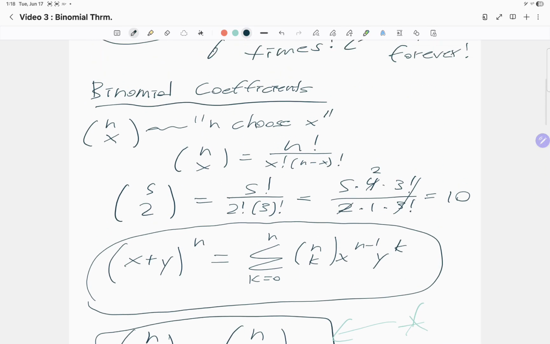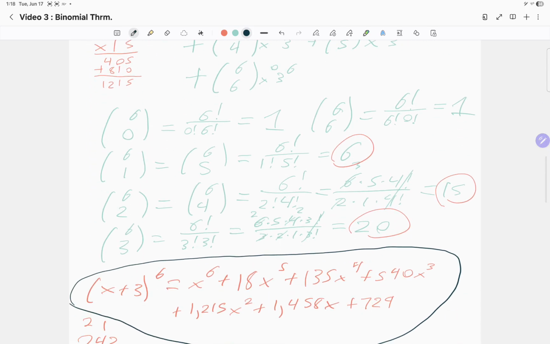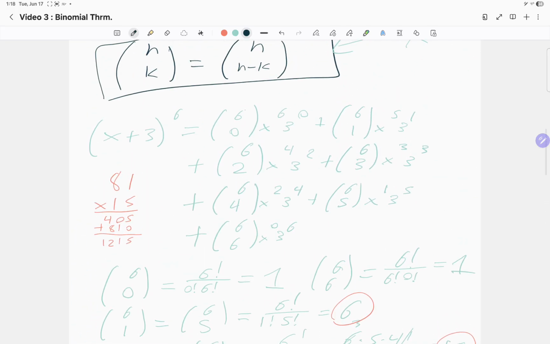And take note that in each of our steps up here, the exponents add up to 6 in each one of these steps. 5 plus 1 equals 6. 3 plus 3 equals 6. 4 plus 2 equals 6. I think you see where I'm going with that. So if they don't add up to your n, which was 6 here, that's how you know you made a mistake.